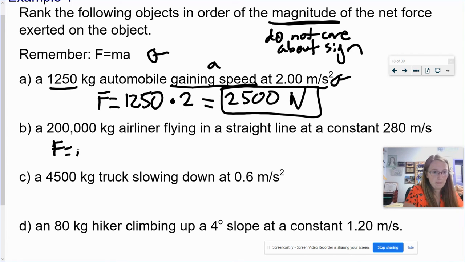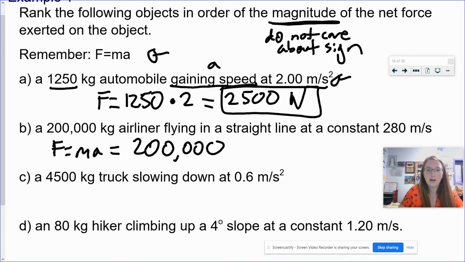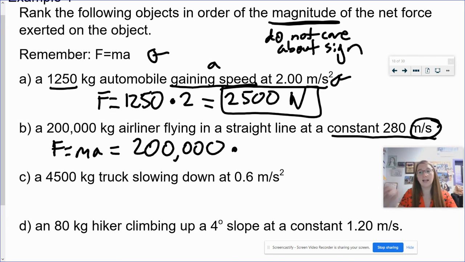Force equals MA. We've got a 200,000 kilogram airliner flying in a straight line at a constant 280 meters per second. That is not the acceleration because it says meters per second. This is the velocity. This was the acceleration up here because it was meters per second squared, but this is the velocity. And here's the important thing we have to realize. If it is a constant 280 meters per second, this airliner is on cruise control.